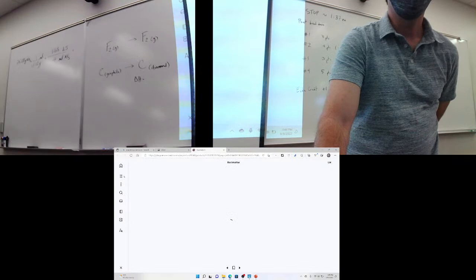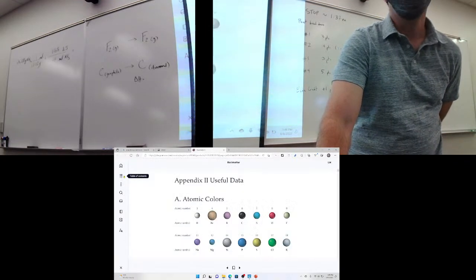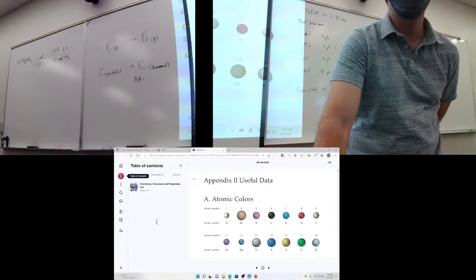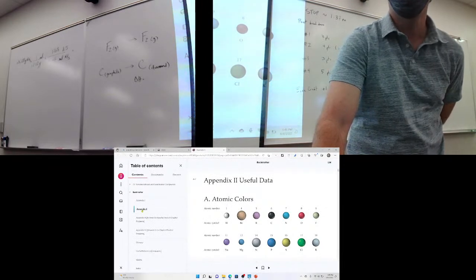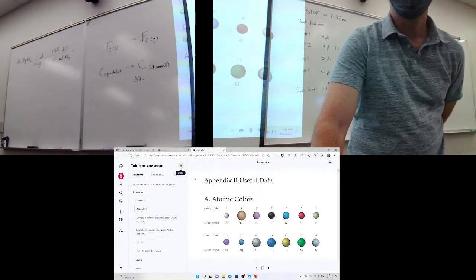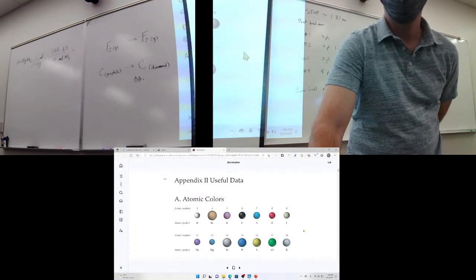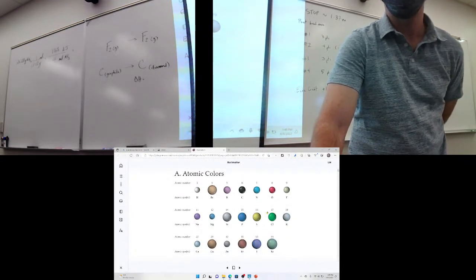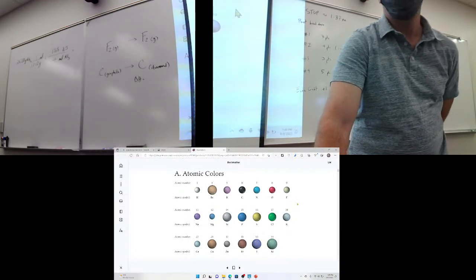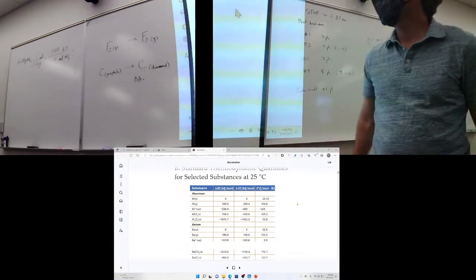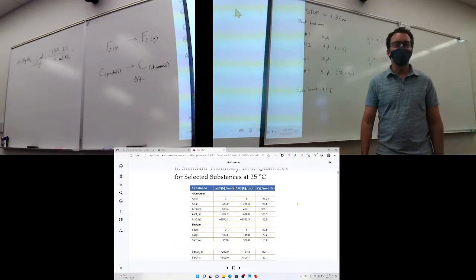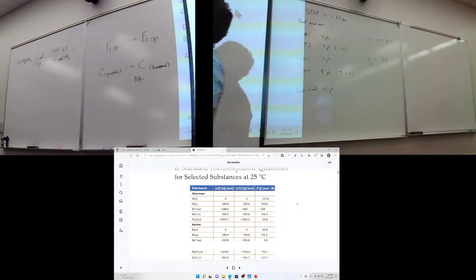So you have the paper one? Okay. If you go to the table of contents and then go all the way down to back matter, appendix 2, this is where it all is. We'll skip the atomic colors, because that's not really what they look like. It's just a standardized color for when you illustrate things. But here, B, this is a really long table.